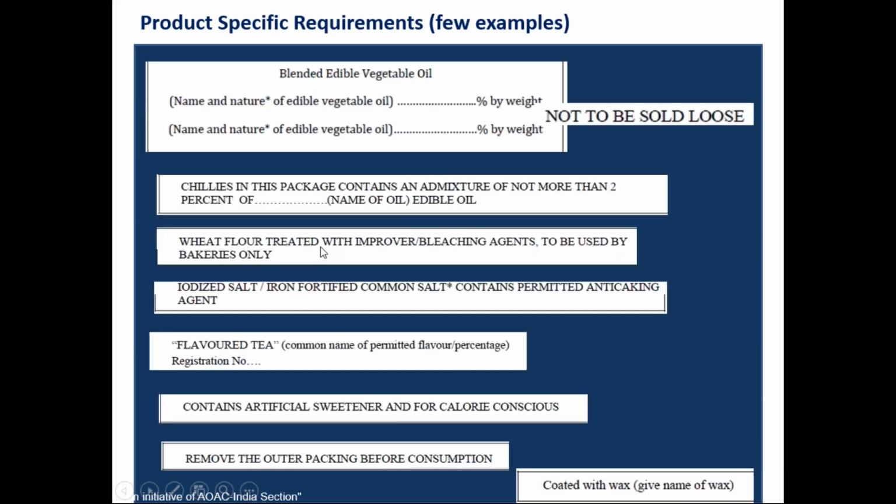And if it is wheat flour treated with improver, bleaching agents, you should say it is to be used only by bakeries. If the chilies are an admixture, some of them coated with edible oil, you have to put that. If it contains artificial sweetener, you have to put that it is for calorie conscious. If the fruit or vegetable is coated with wax, you have to write coated with the name of the wax. If you are selling cheese, you have to write remove the outer packing before consumption. And some of the oils are to be marked not to be sold loose.